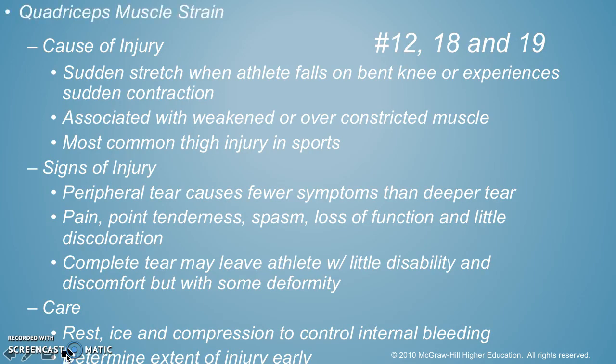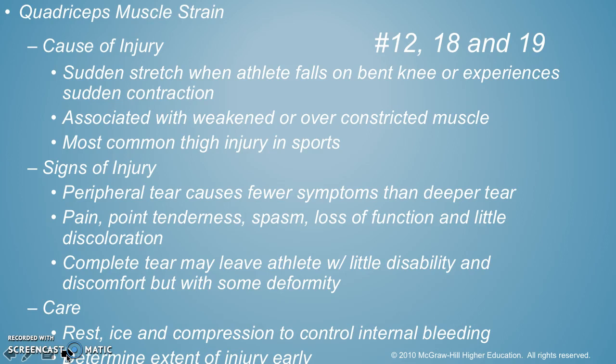This is a quad muscle strain. On the next slide, we'll talk a little bit about the different types of tears. This is actually the most common thigh injury in sports, a quad strain. Basically there are a few ways you can do it. You can get a sudden stretch, or an athlete falls on a bent knee, or experiences a sudden contraction. So anything fast. What I want you to write for number 3 is a possible scenario when someone could tear their quad or strain their quad. So come up with that. If you need to pause, do so, and then we'll move on.